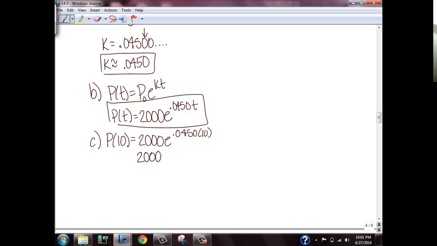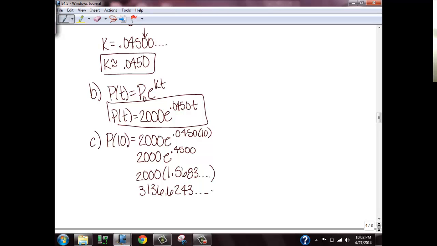First thing I do is multiply out my exponents. That gives me 0.4500, right? Or we could drop the zeros. And then I'm going to do e to that power. When I raise e to the 0.45, or 0.4500, I get 1.5683, and it just keeps going. And then I multiply that by 2,000, which gives me 3136.6243 and some more stuff.